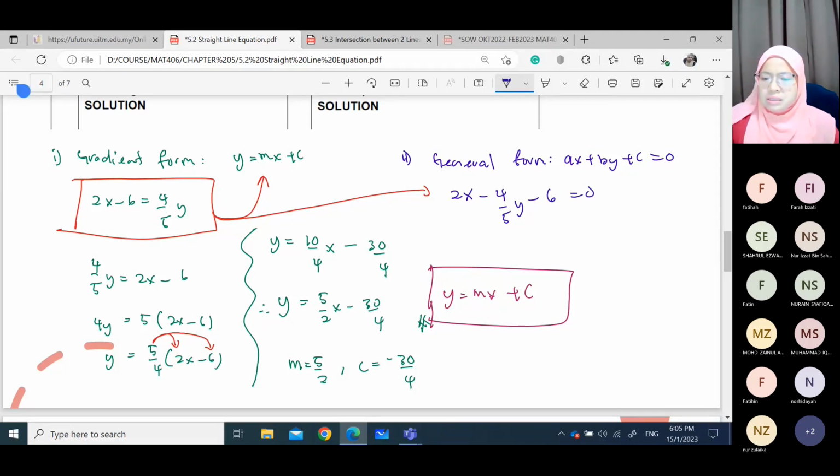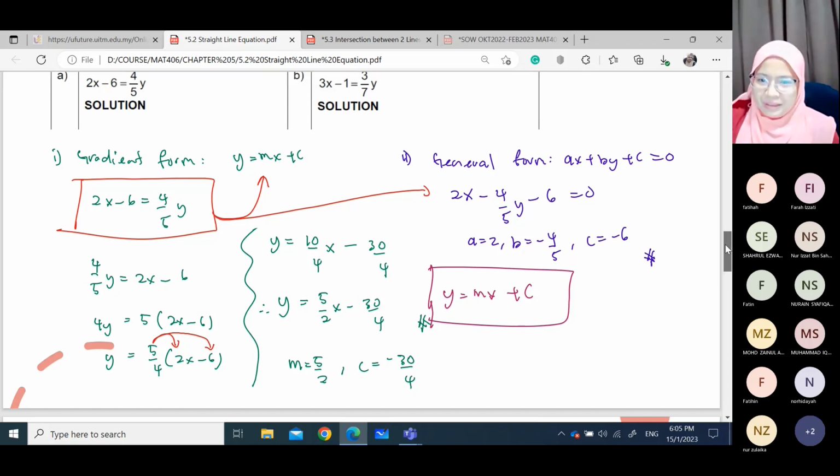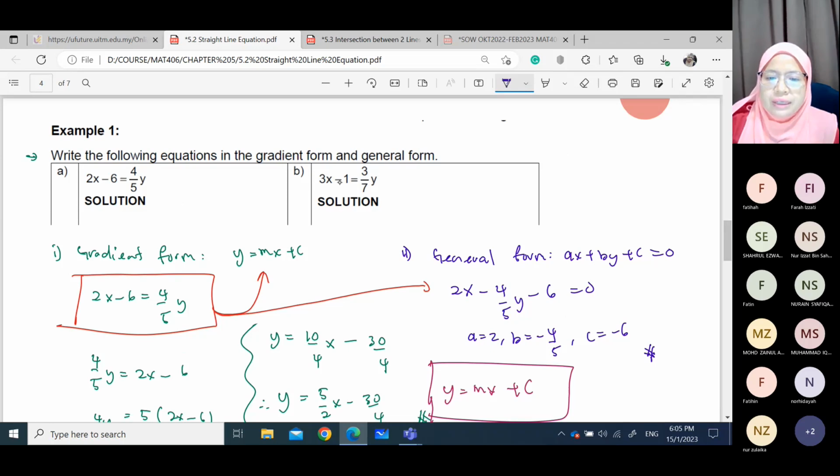Okay, so based on this, we identified that our a is 2, our b coefficient bagi y is negative 4/5 and c is negative 6. So this one in a general form. Okay, where a is 2, b is negative 4/5 and c is negative 6. Okay, faham? Itu je. So untuk b ni sama jugalah kaedah dia.